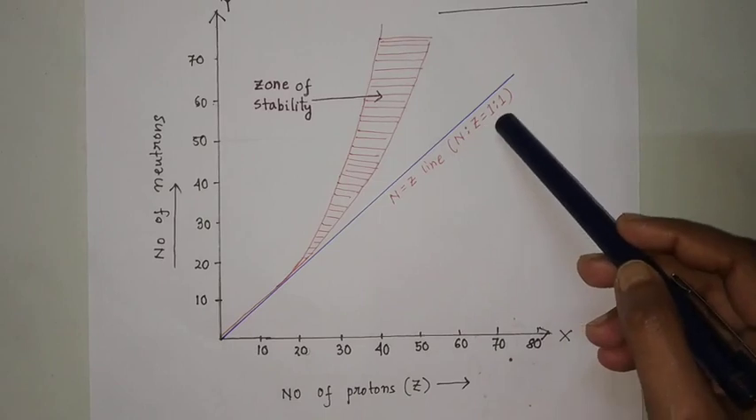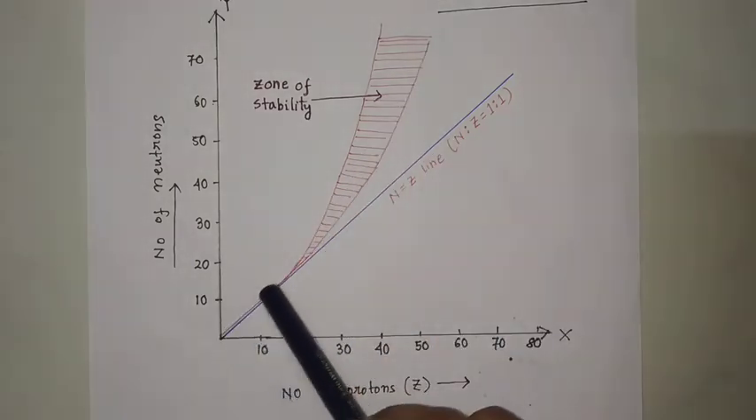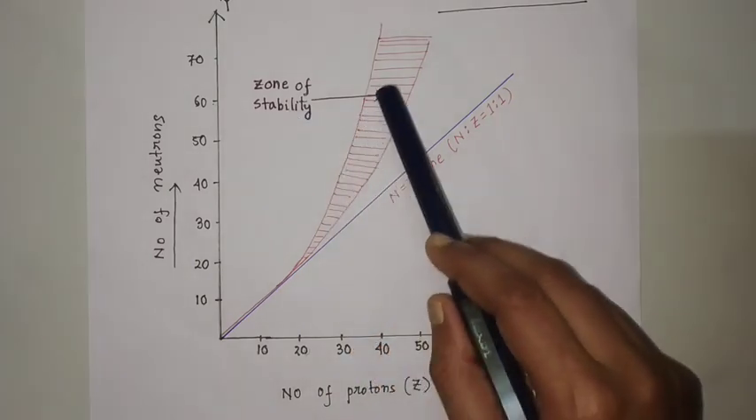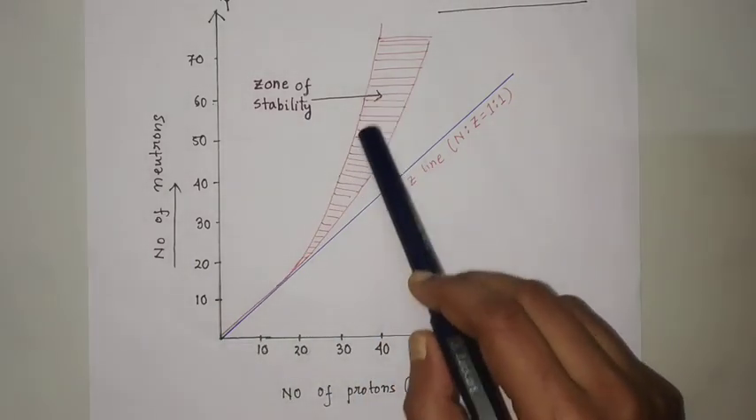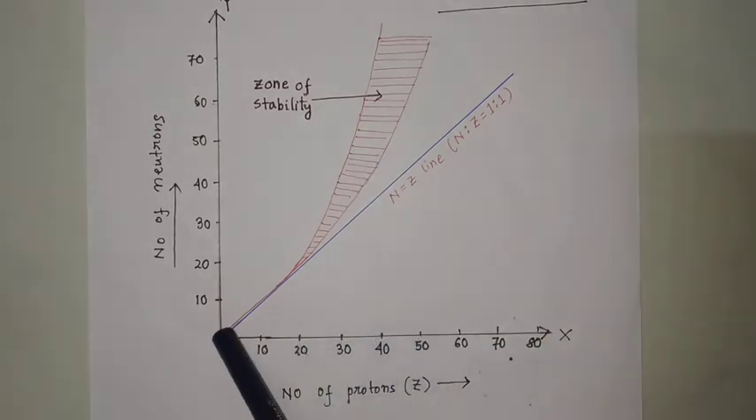The straight line is the line for N equals Z, where the neutron to proton ratio is 1:1. The red region, whether it is a straight line or some broad region, shows the zone of stability. Within this region, all those nuclei lie which are stable.